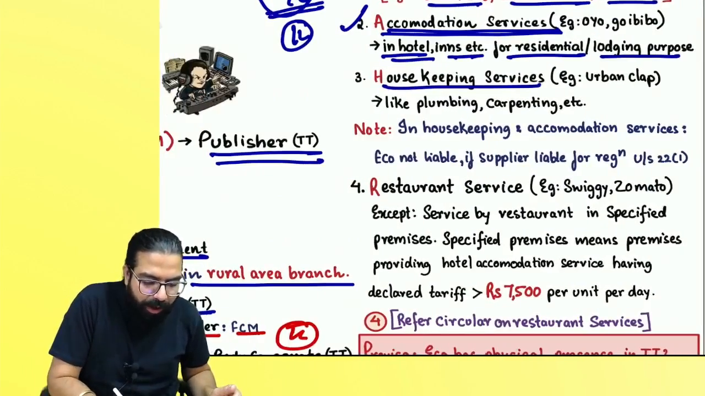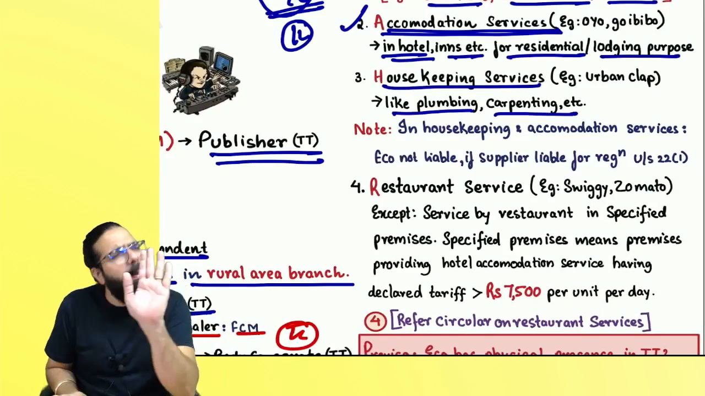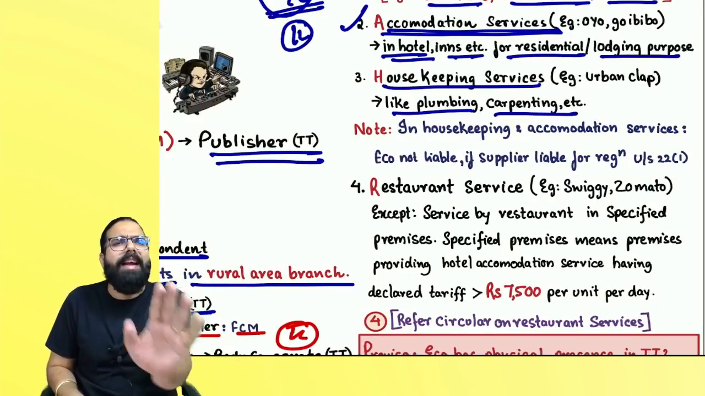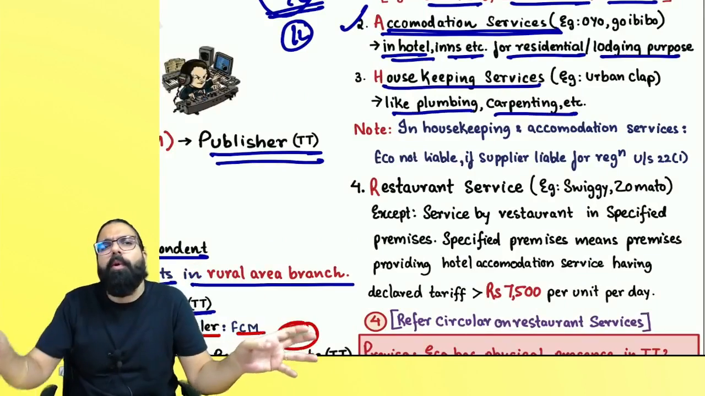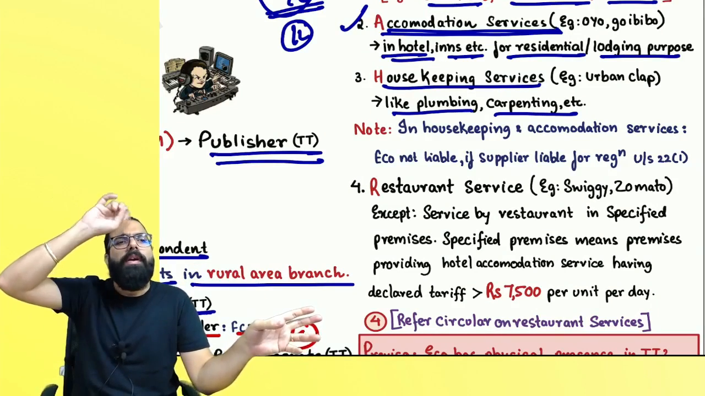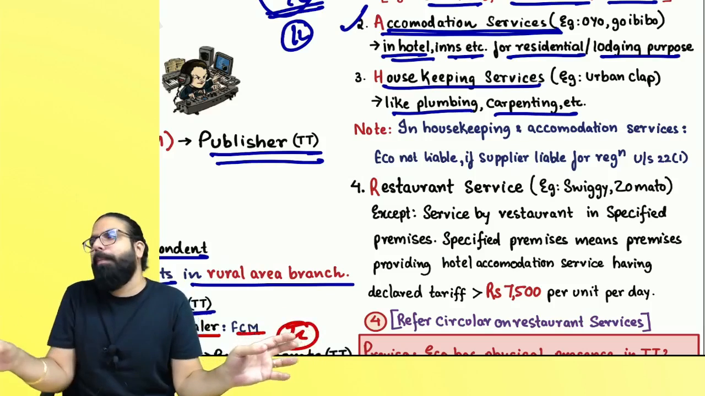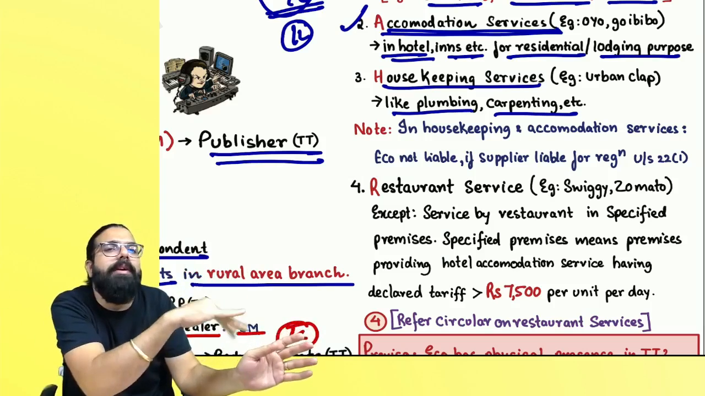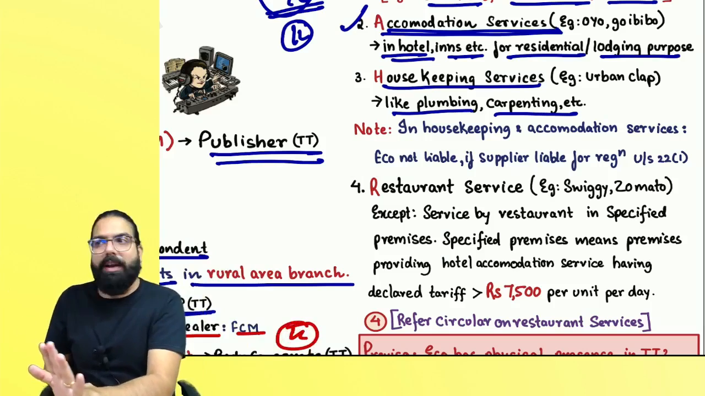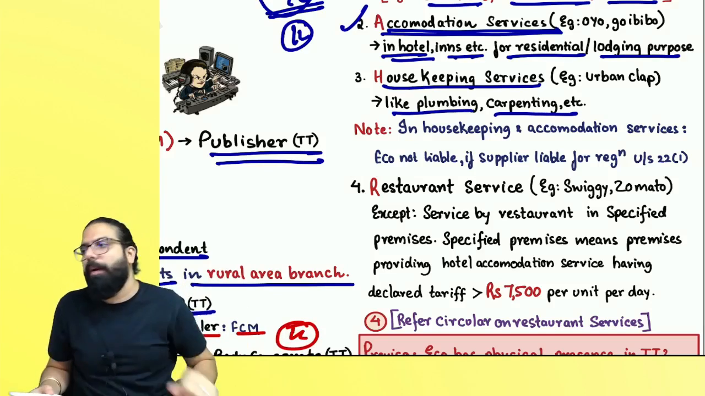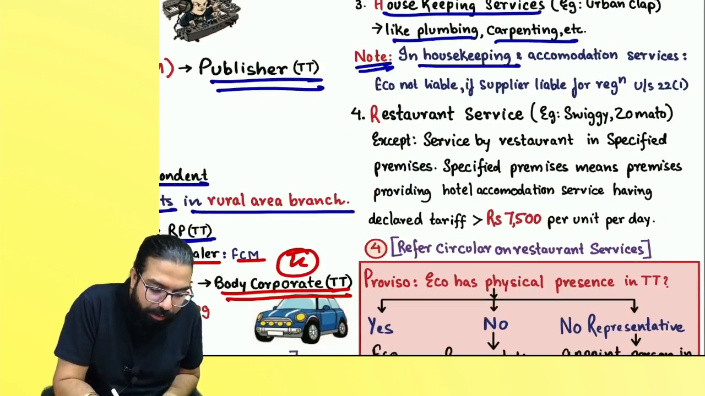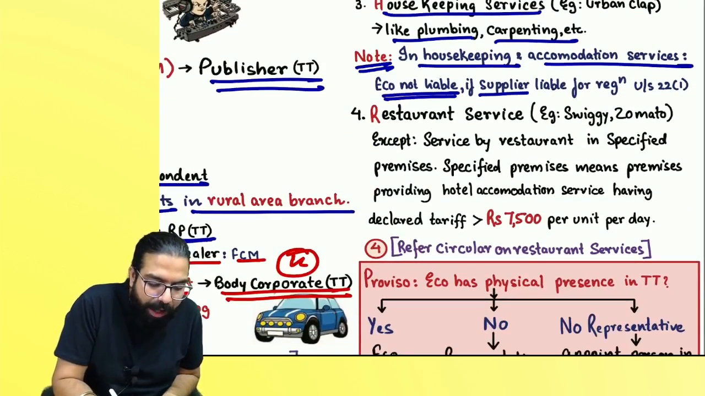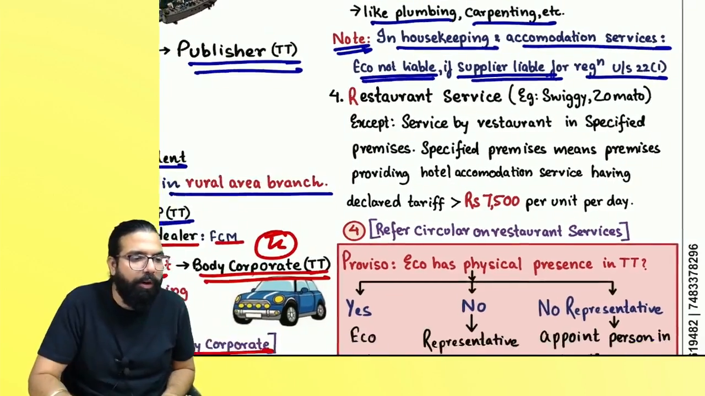So the third one was plumbing, carpentry, etc. services. Remember one thing. They are telling housekeeping services. So supposedly one beautician provided the service through an e-commerce operator, that is not housekeeping. A beautician works on a person, not on a house. Are we clear? And beautician services don't come under section number 9(5). The next one over here is a note: in housekeeping and accommodation service, the e-commerce operator is not liable if the supplier is liable for registration under section number 22(1).